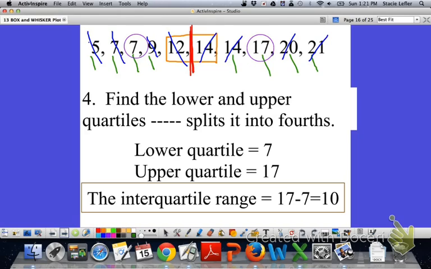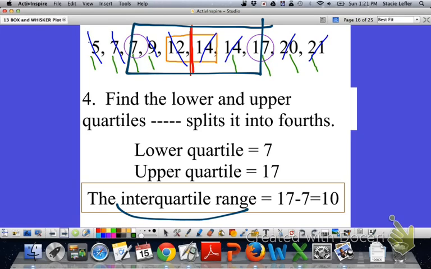It's the lower and upper quartile that's going to make the box of our box and whisker plot. And that would be our middle 50%, called the interquartile range, because it's the inside 50%. So to find the range of numbers that fall in the box, you subtract 17 minus 7, which is 10.